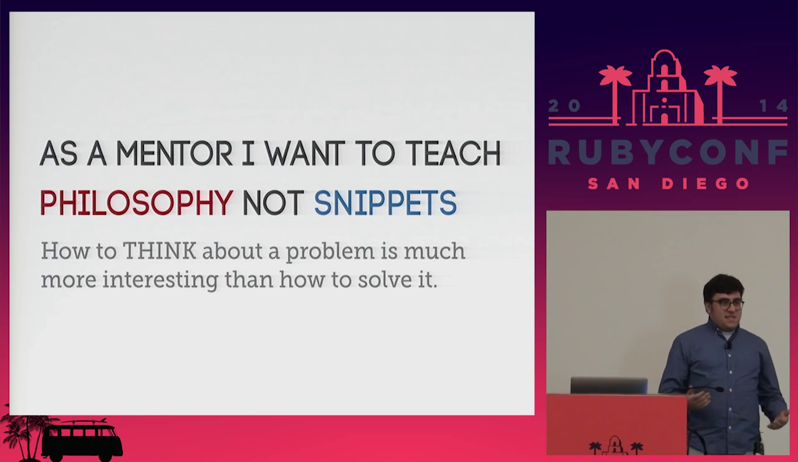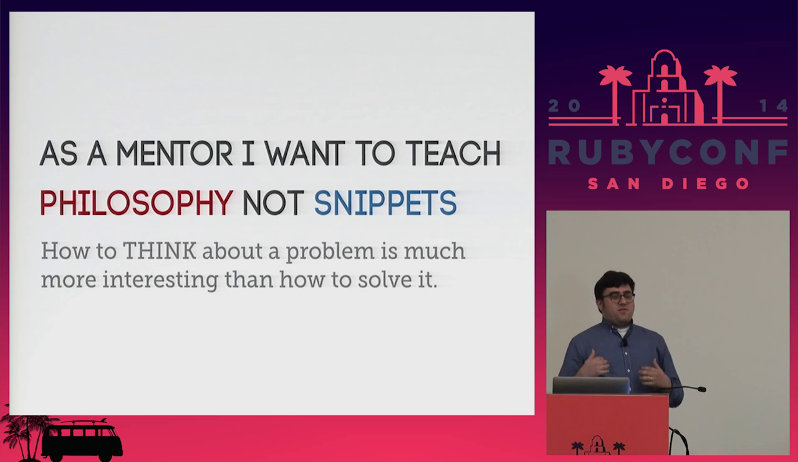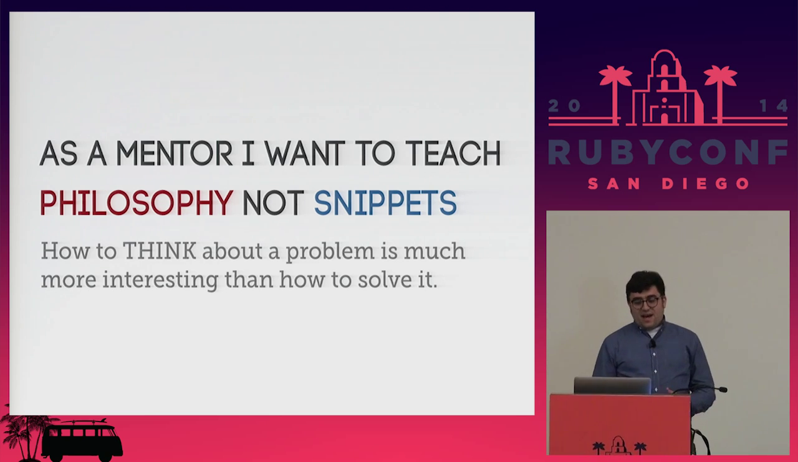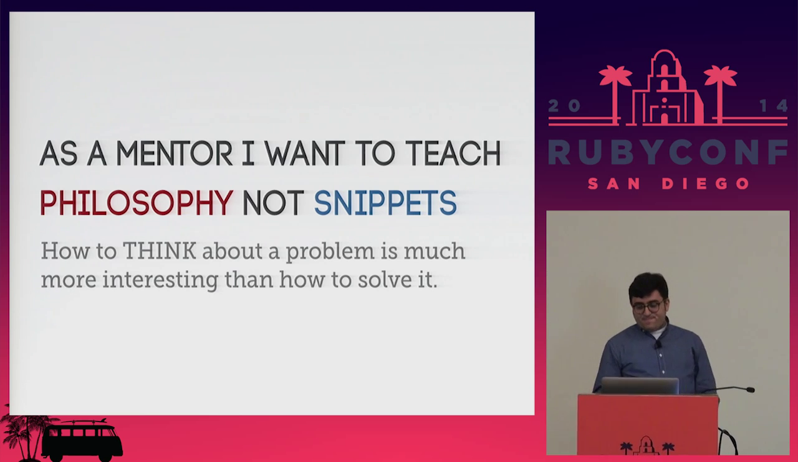Because I've been a mentor for the past couple of years. I've been growing this team. I've been working with a lot of junior developers. And sure, I could be like, oh, yeah, don't use this method. It's slow. Or don't do this. It's slow. But it's more important for me that I teach them how to think about how to do things, not just the individual snippets.